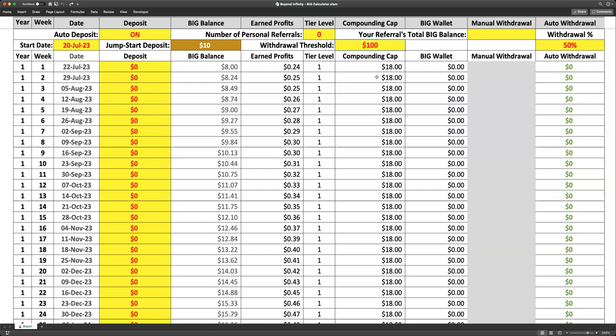Now, as part of the big ambassador reward system, because you are going out there and bringing in qualified people, and this means people who are able to log into their back office, be able to read the materials in the training section and begin to learn about Beyond Infinity and how it operates.